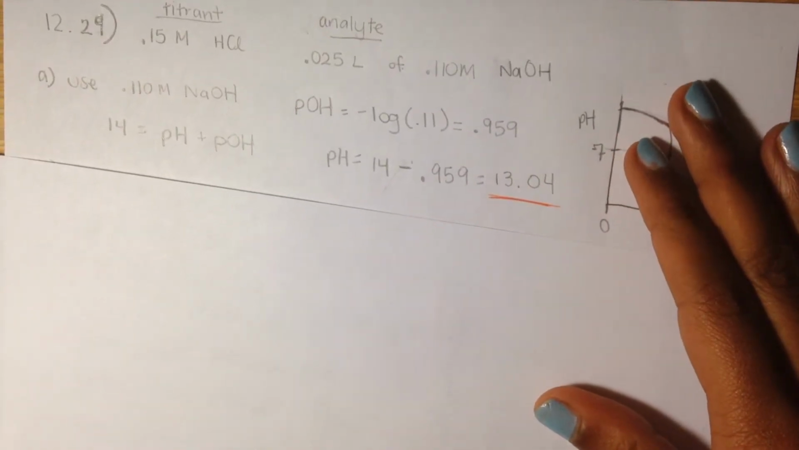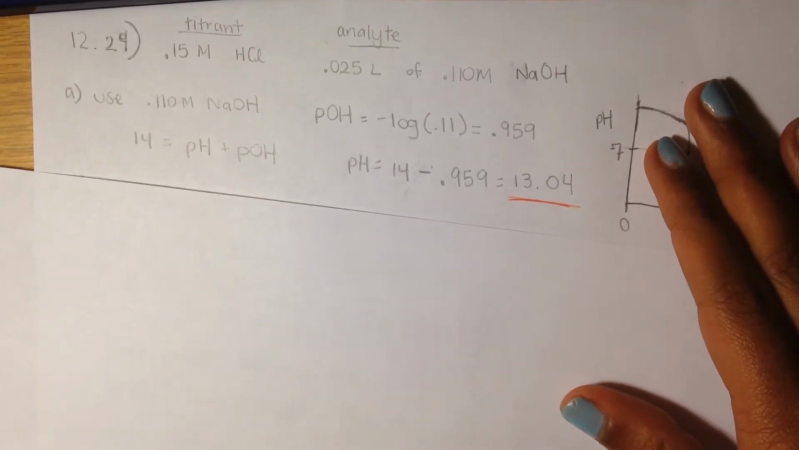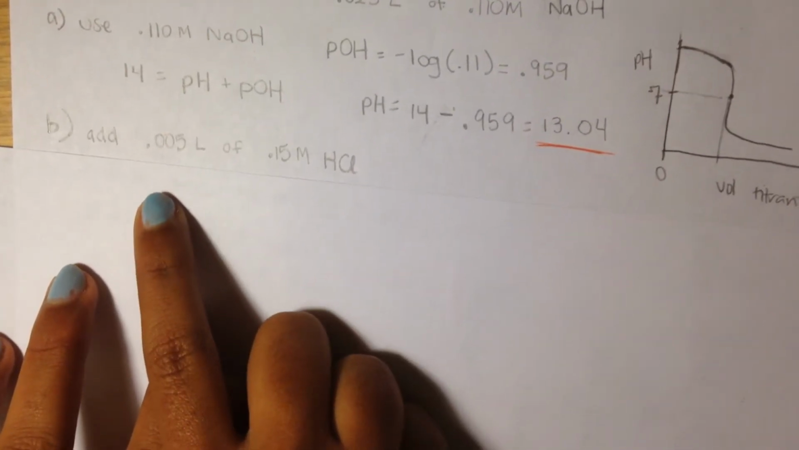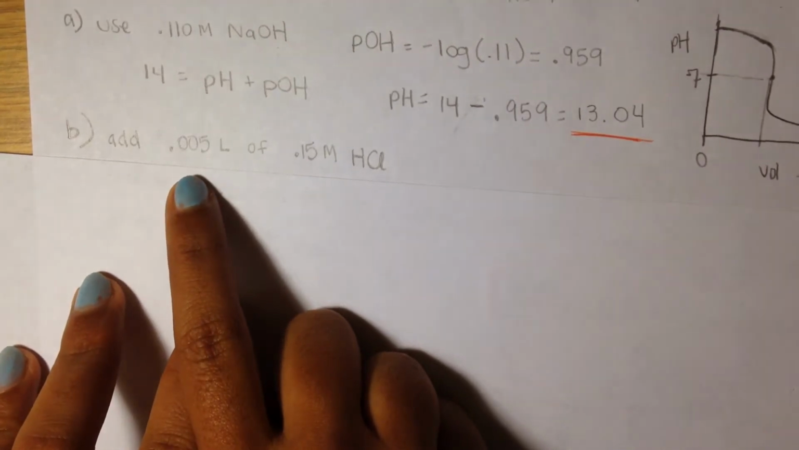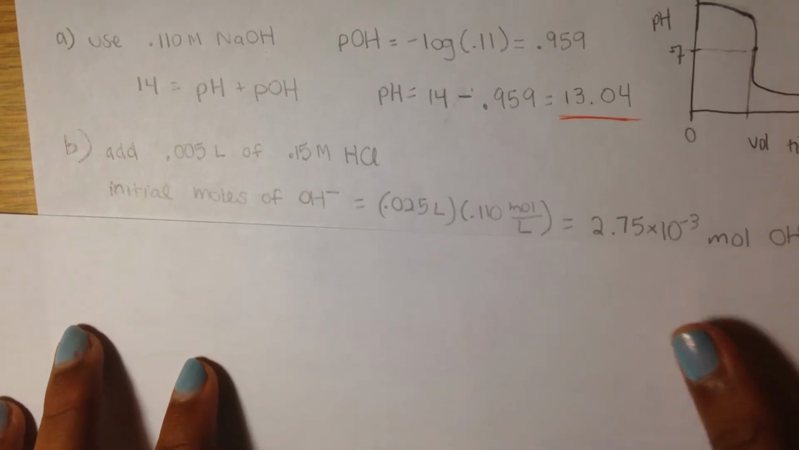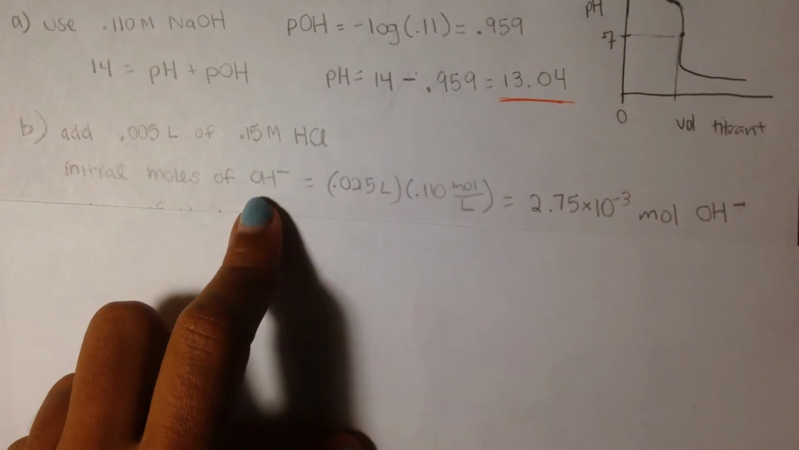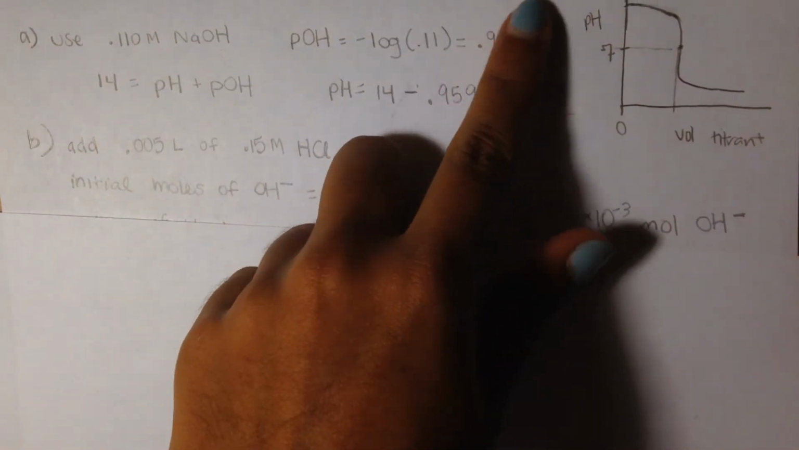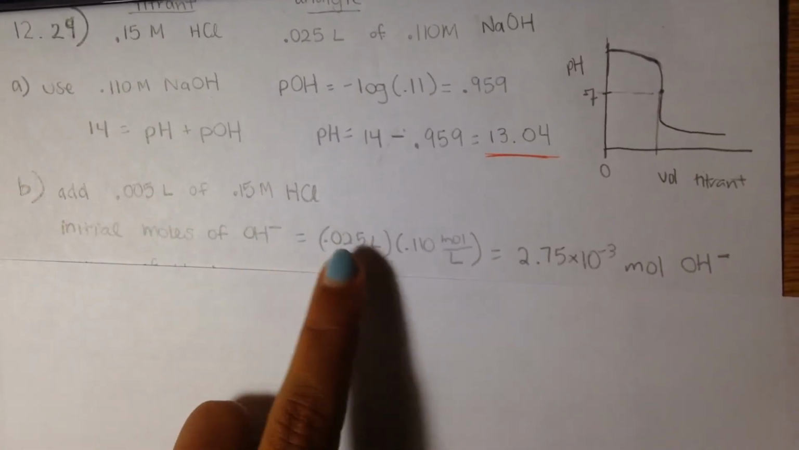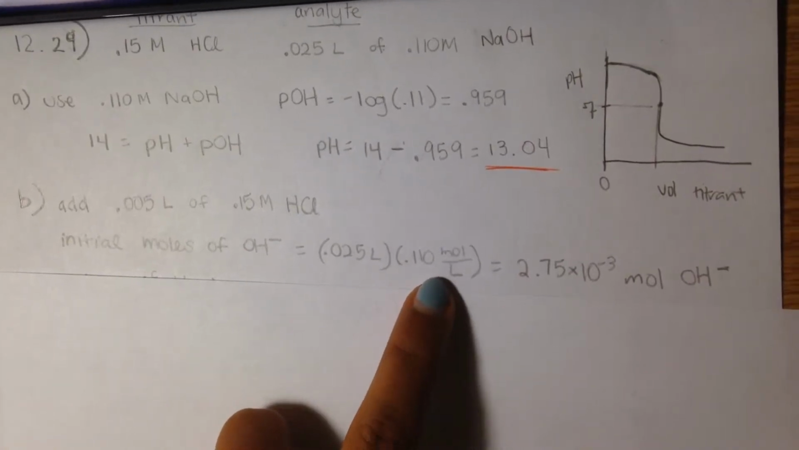So going on to part B, they're asking for the pH after the addition of 5 milliliters of the acid, which is the HCl. You have to add 0.005 liters of the acid. So first you need to find the initial moles of the OH minus, which is basically the NaOH since this is a strong base. To do that, it's just the liters times the concentration that they give you.